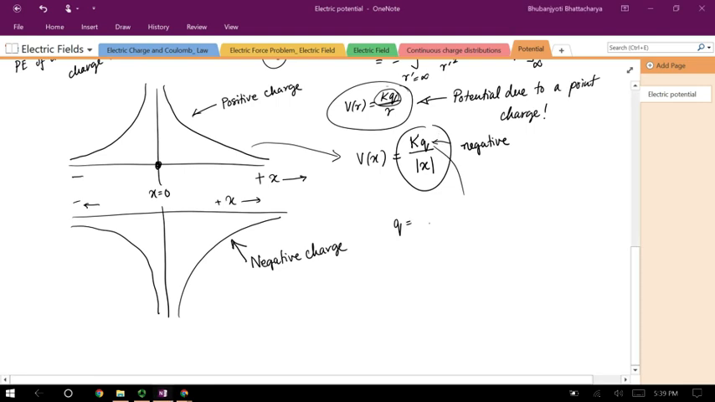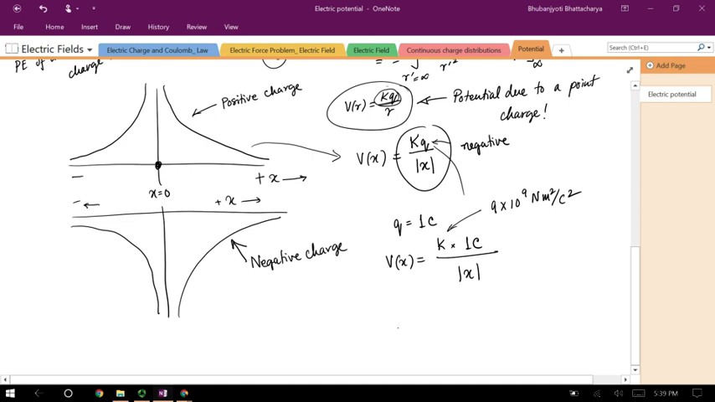So if q is equal to 1 coulomb, then v of x looks like k multiplied by 1 coulomb divided by magnitude of x. Okay? And we know what k is. K is roughly 9 times 10 to the 9 Newton meter squared per coulomb squared.